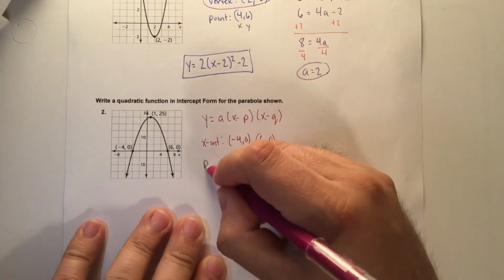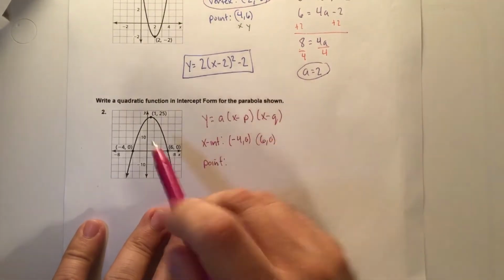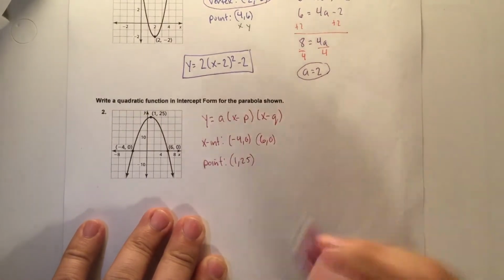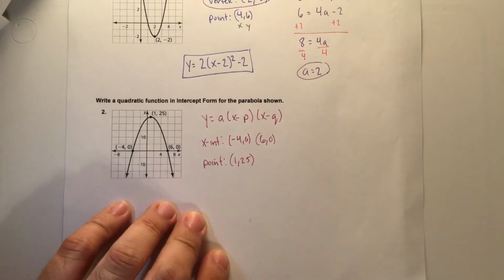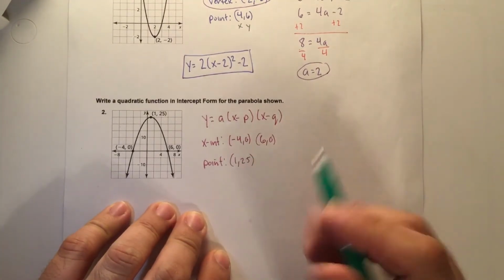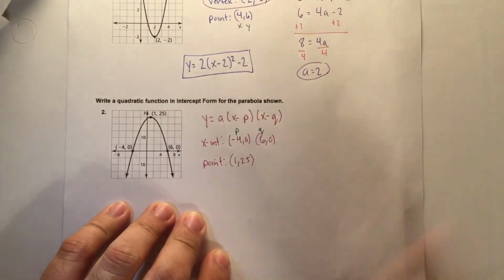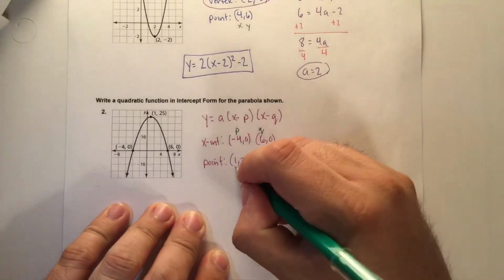Then we're going to find that point that they give us. So in this case, the point they give us is 1 comma 25. It looks like it could be the vertex, but I honestly don't know if it is or not. Now we're going to label it. It doesn't really matter which one is P, which one is Q. I just go in P, Q order. This could be P, Q. It doesn't make a difference. My point is still X, Y.